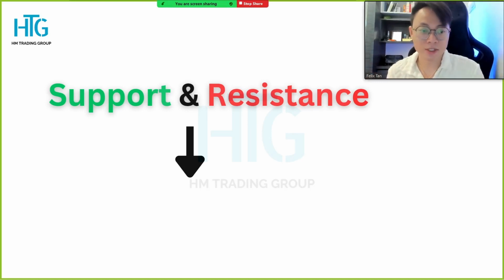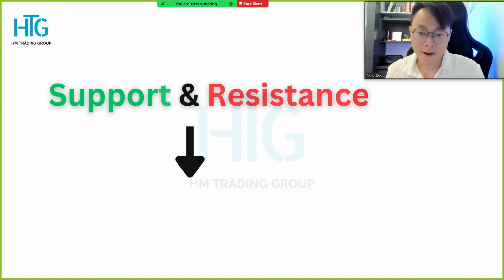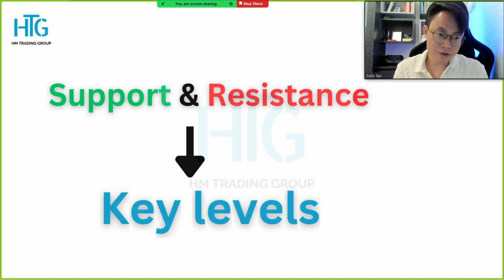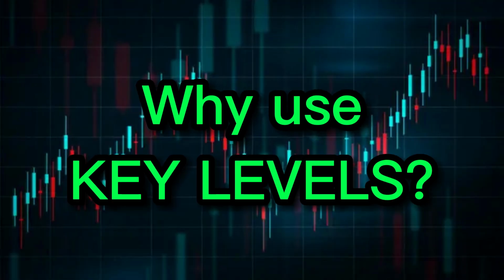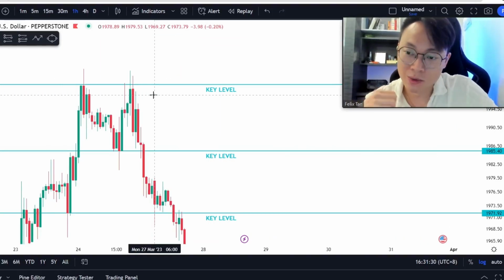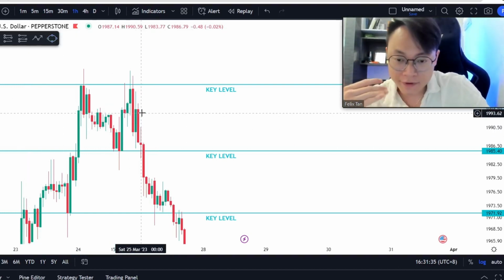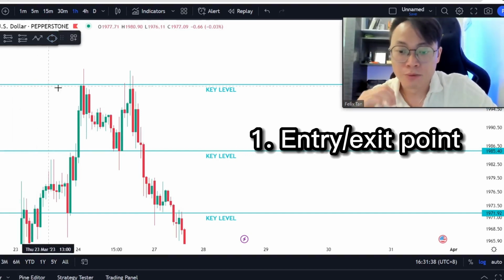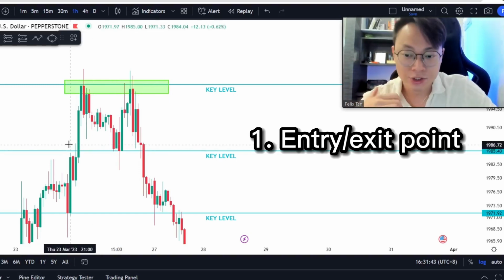Hello traders, today I'm going to talk about the simple basics, which is support and resistance, but how you can turn it into key levels. A key level basically means a level where the momentum of the price is potentially making a change of direction. Key levels help traders avoid random buying or selling in the middle of nowhere. So with the help of key levels, we can find a good entry and exit point for our trade.